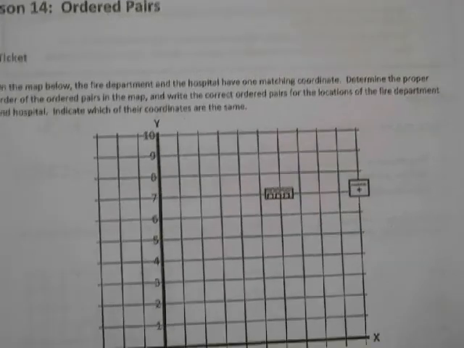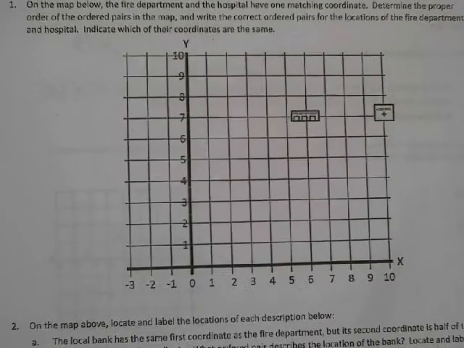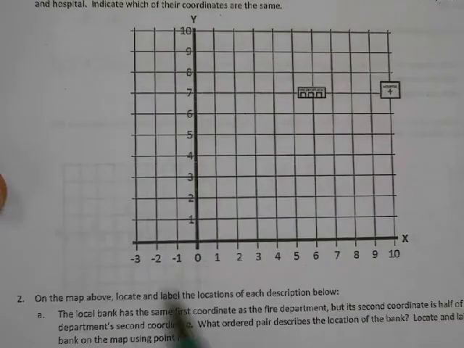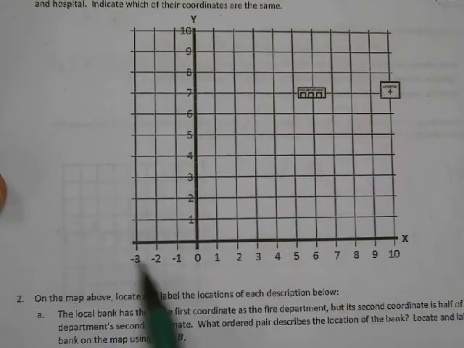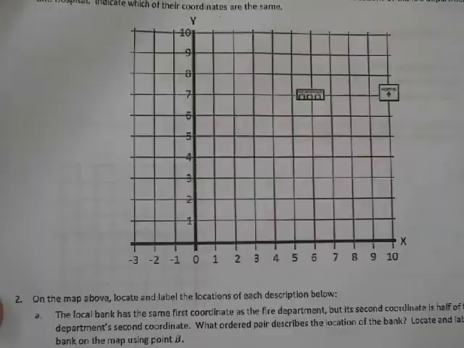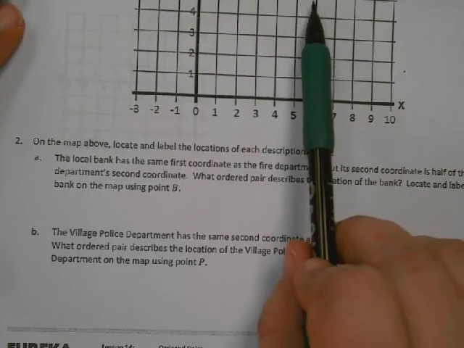And if you flip that over onto the back, you're going to complete the exit ticket. You're going to do all of the exit ticket. On number 1, they're referring to this grid here. They're calling it a map. And then on question 2, they're using this same map.